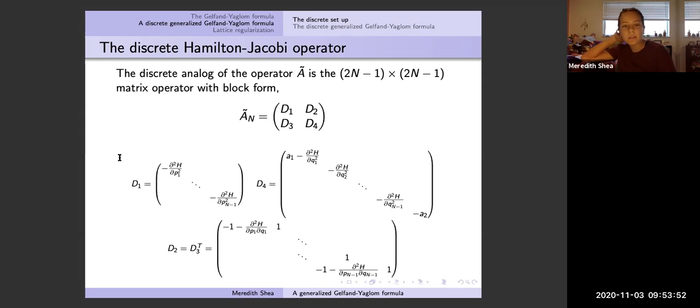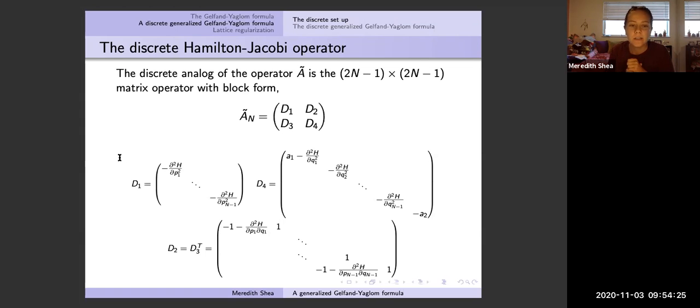So what do these blocks look like? D1 is diagonal, and all the diagonal elements are the second derivatives of the Hamiltonian with respect to each of the PIs. And the same thing basically happens for D4. The only difference is that the first entry in D4 has this A1, which comes from the boundary function F1. And then the last one has a minus A2, which comes from that boundary function A2, but it's still diagonal.